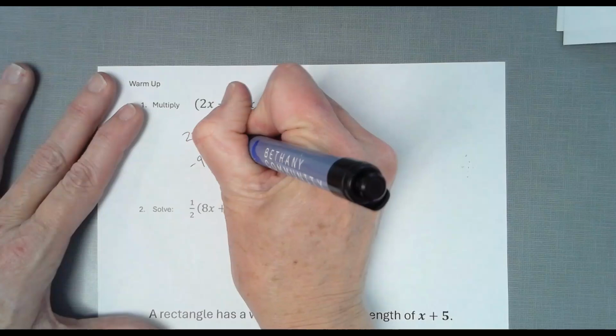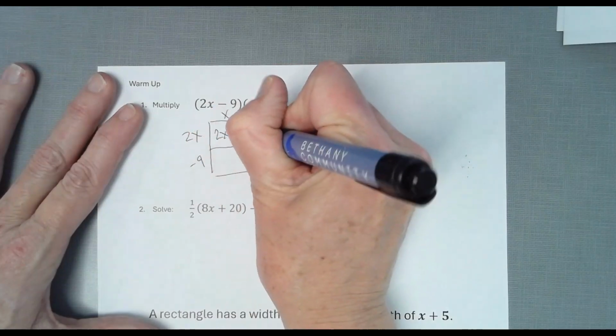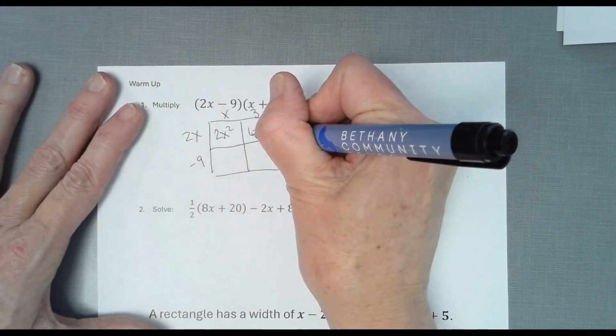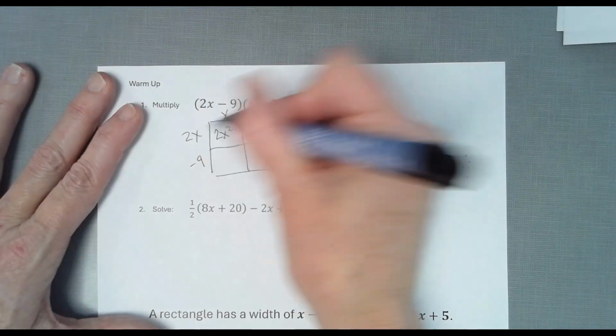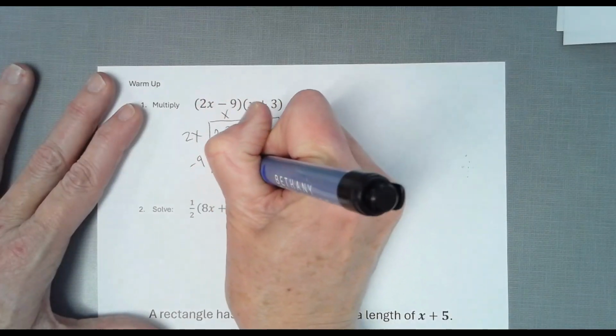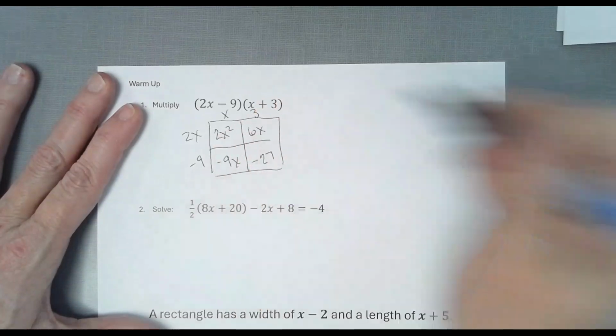So this first box is 2x squared. This should be 6x, not 5x, 6x. We're multiplying. This is negative 9x, and this is negative 27. How'd y'all do there?